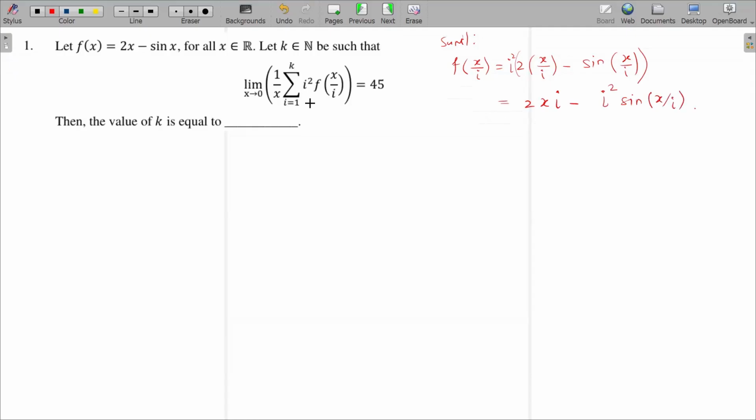Now this is the ith term. You can divide by x. Take the limit. Now x goes to 0. That won't affect this. It will be just 2i. And I can take one i down. After taking the limit, that will be 1. So it is like 2i minus i, and you have got it as i. And then it is summation 1 to k. So it's simply k times k plus 1 over 2. That is 45. So you get k equal to 9.